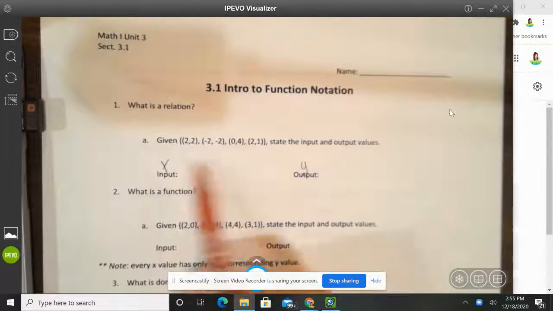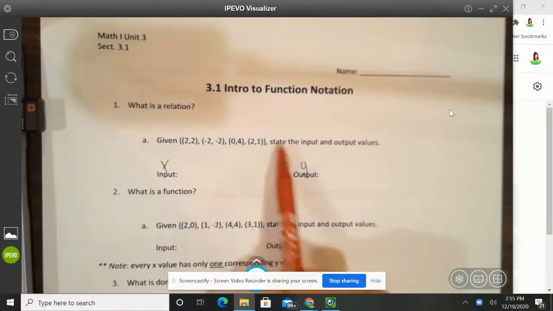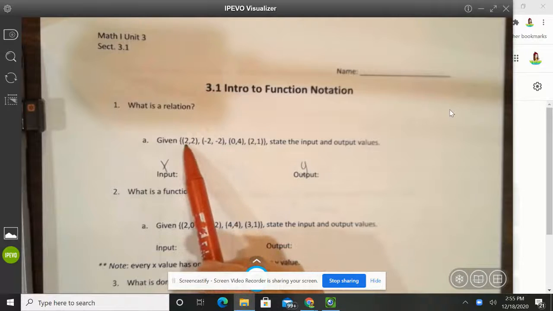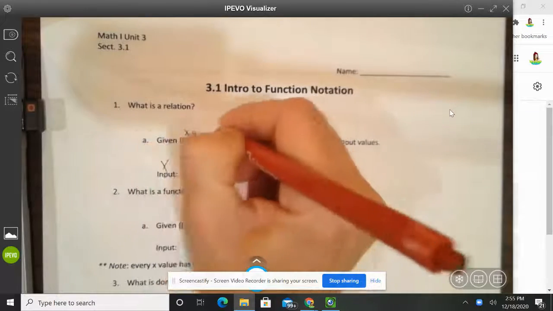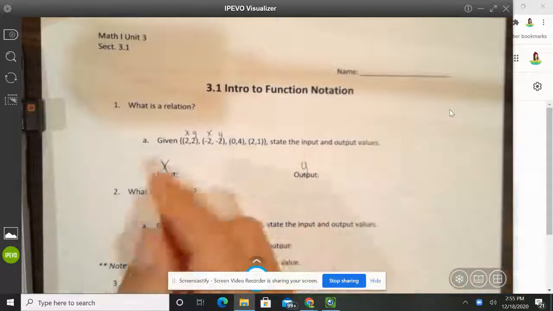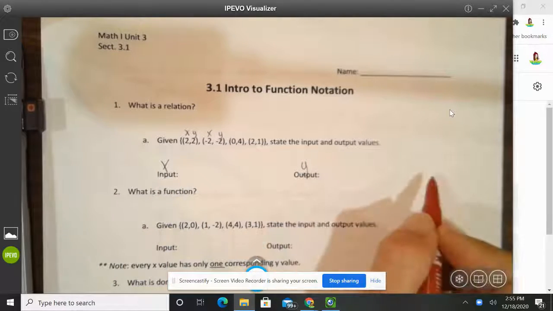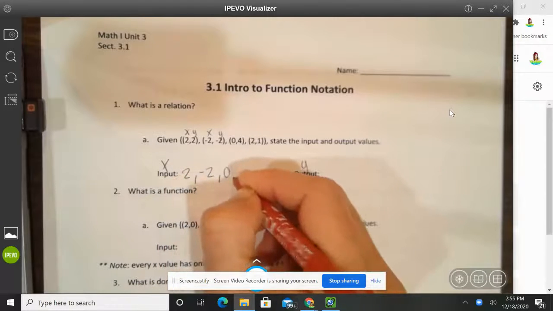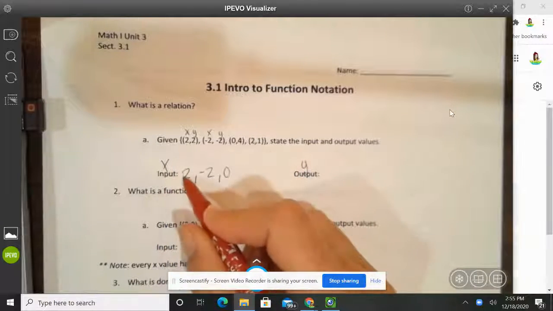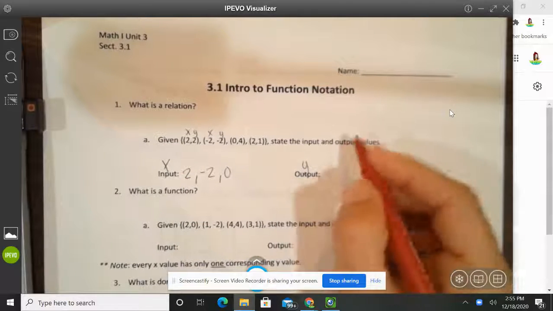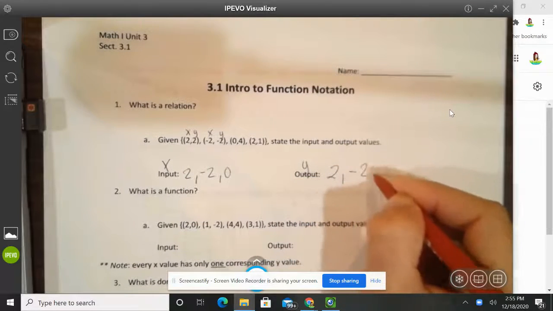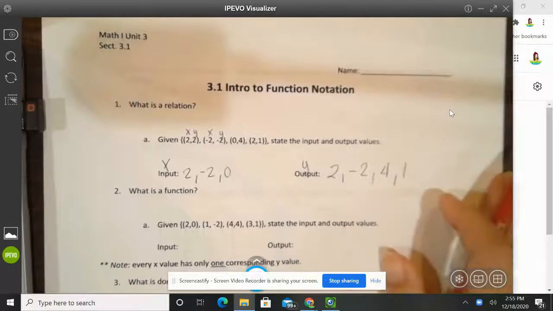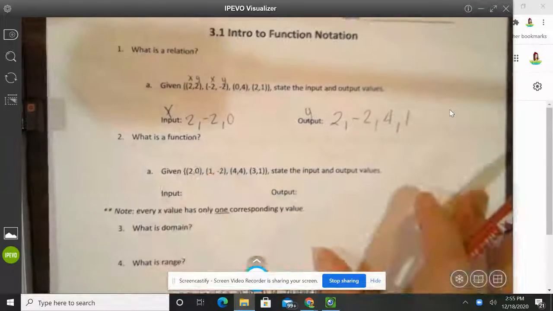So when they ask you, this is a relation, what is the input of this relation and what is the output? The input are all the X's. Remember in a point, X and Y. So we're gonna write all the X's here and all the Y's here. That's 2, -2, 0, and then 2. Since 2 repeats, I'm not going to write it twice. All my y's: 2, -2, 4, and 1. Remember, do not write it twice.